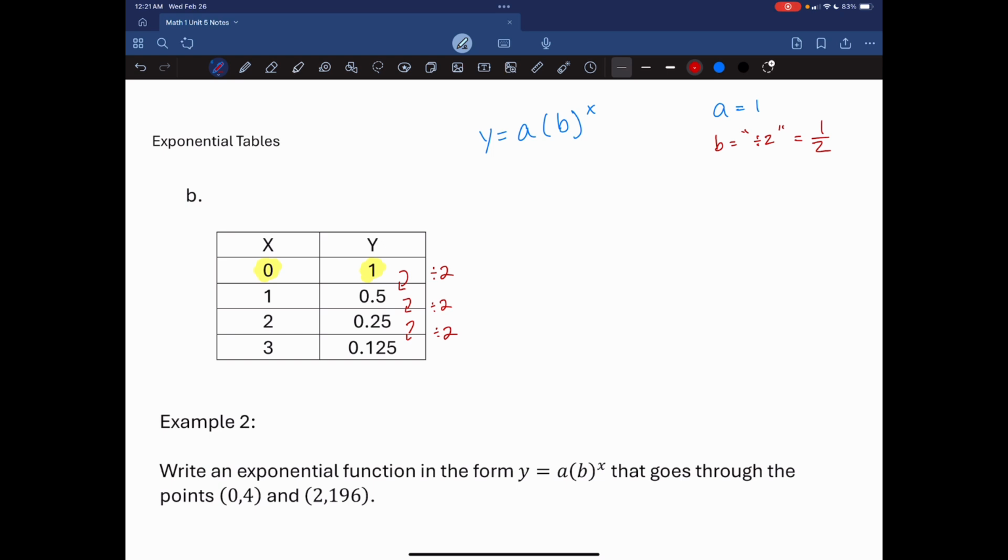So if I want to write this equation, we're going to write y equals, my starting number is just going to be 1 times 1/2, all raised to the x.